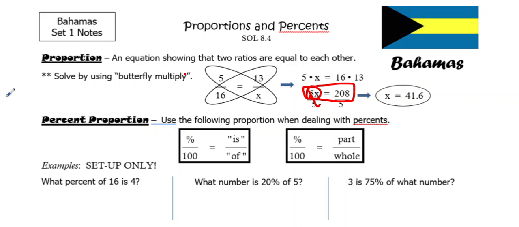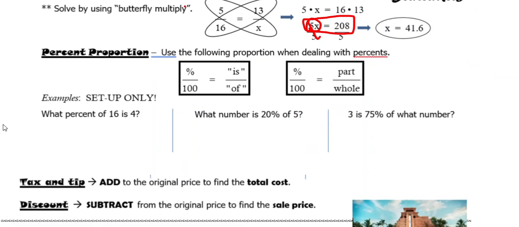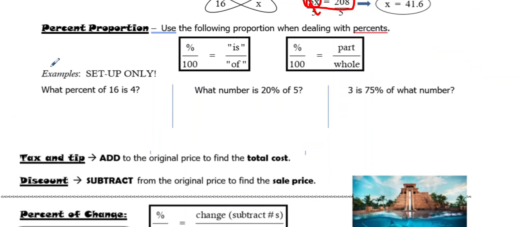One place that you did see proportions a lot was when we did percents. We did those percent proportions. The percent proportion, if you remember, was percent over 100 equals is over of, or some of you preferred the part over whole. The other thing is we also did most of these questions not just using proportions, but also as percent equations. So I want to show them to you both ways, and you can pick which way you want to do it.